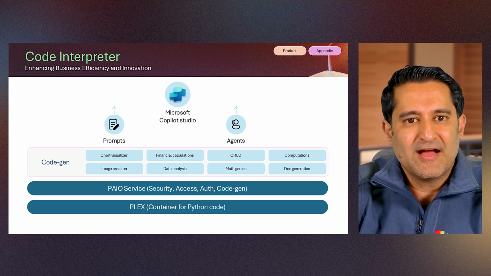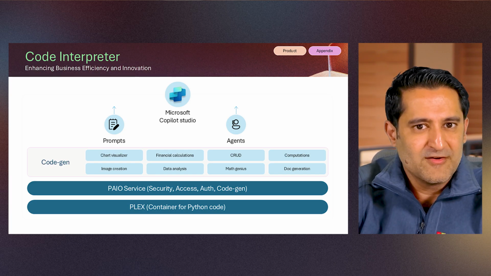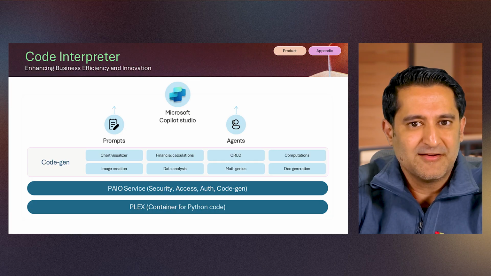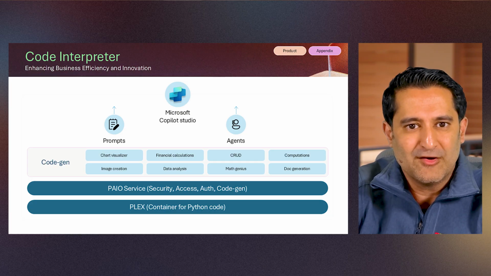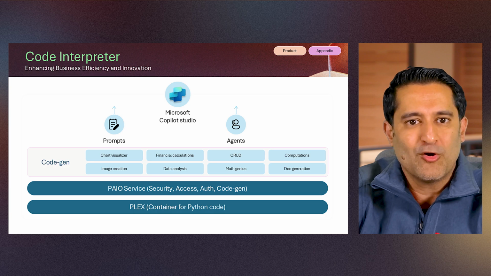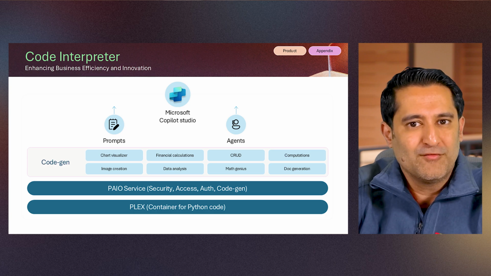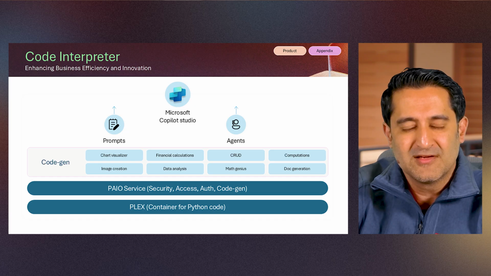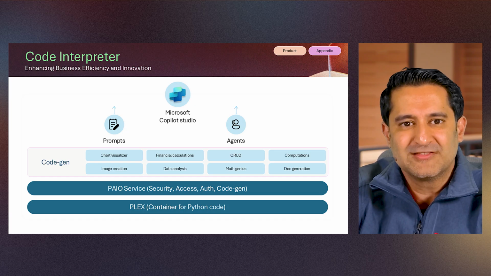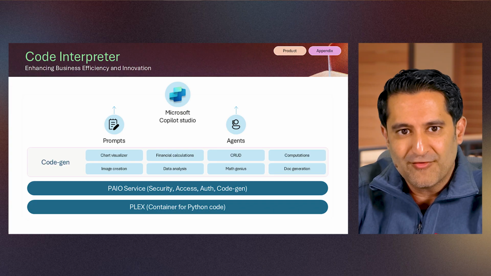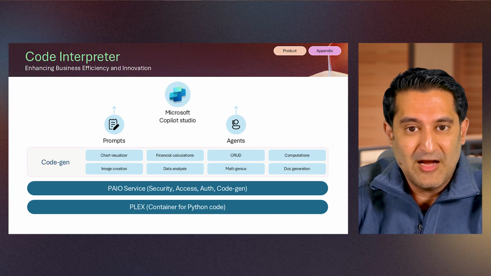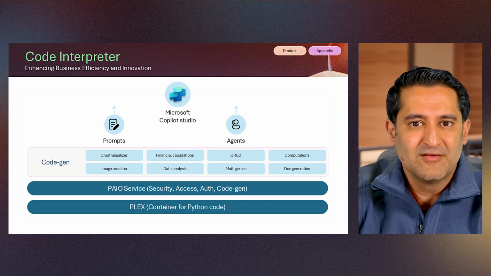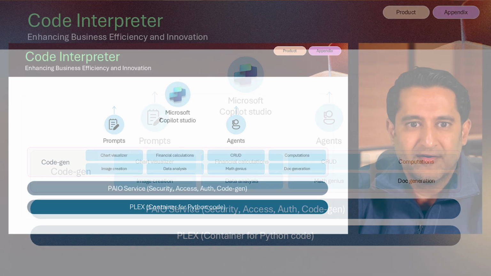Here is the architecture diagram for Code Interpreter. Code Interpreter is built on secure Dataverse containers, which means your code and data follow all security, access, and auth protocols. Built on 4.1 model, this tool brings some outstanding capabilities, which include the ability to generate charts, complex financial calculations and computations, data analysis, document generation, and last but not the least, even CRUD operations, which means you can now take actions in internal and external systems of records, and much more.